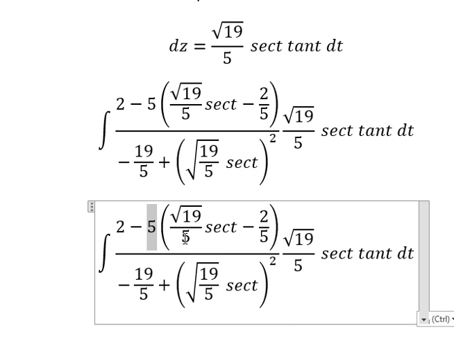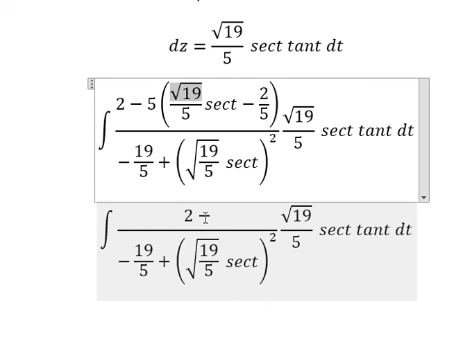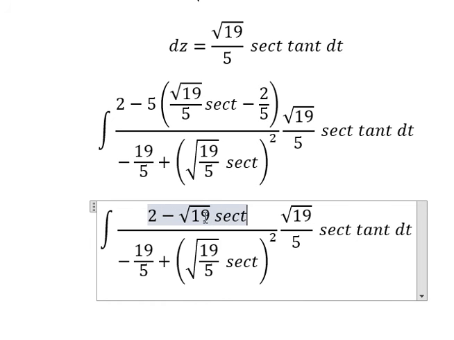Negative 5 multiplied by 5 and negative 5. So we have the square root of 19 secant of t plus 10. So 2 with 10 we have 8. Oh sorry, 12. Sorry, wrong. So negative 5 multiplied by negative 2 over 5, we have positive 2. So 2 plus 2 we have 4.